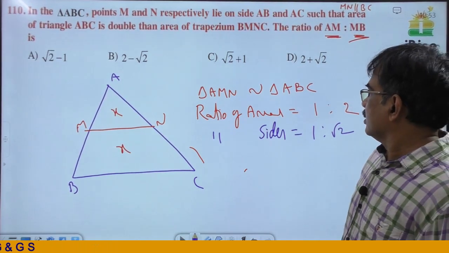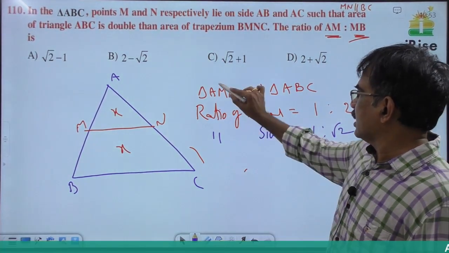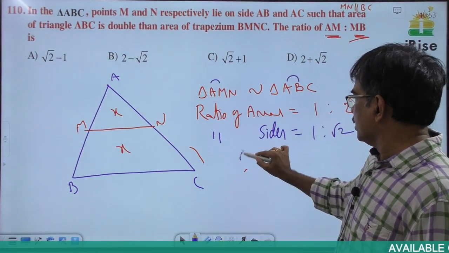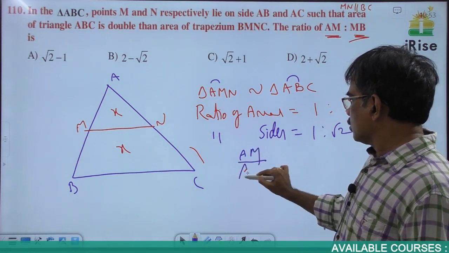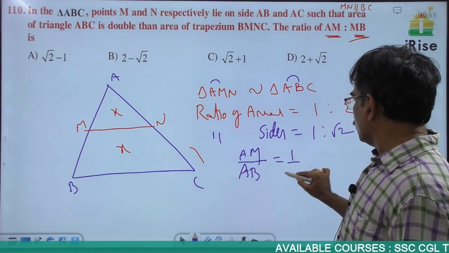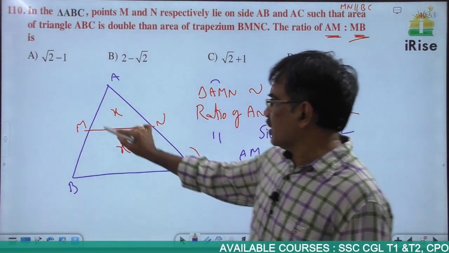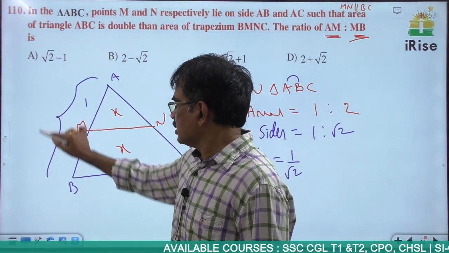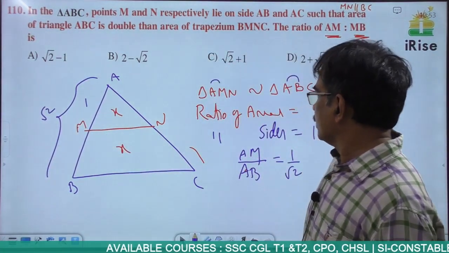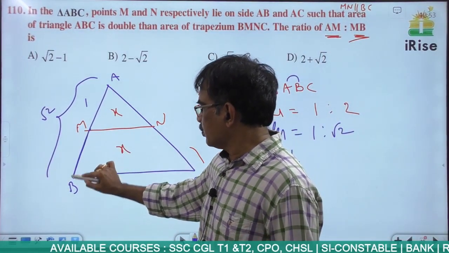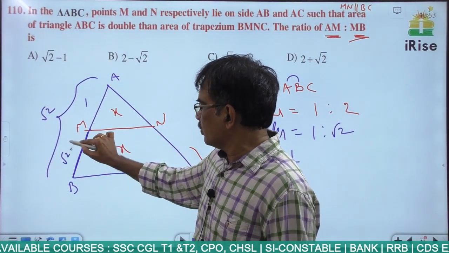That means the side of the first triangle, AM to AB, is equal to 1:√2. If this part is 1, this total is √2. Then what is the MB part? What is this part? This part is equal to √2 minus 1.